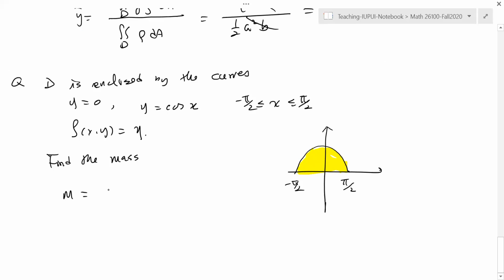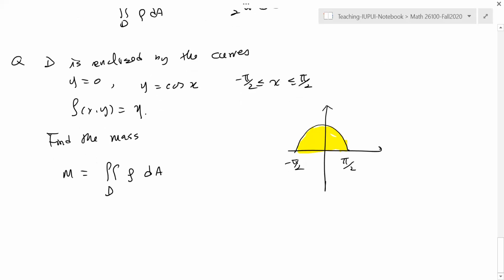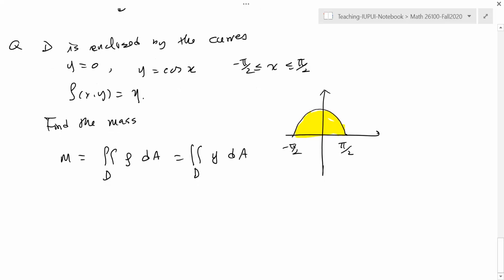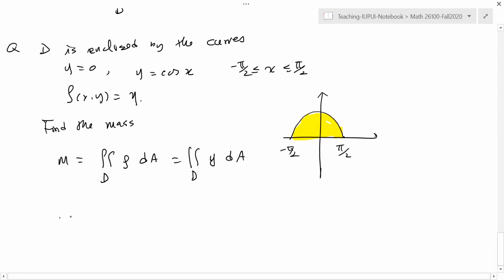So write down the formula. This double integral of the density dA. For this integral, it's not a circle, so you cannot use polar coordinates. So this is the integral of just y. How do you do that? I think you have to use a vertical line to cut through the region.